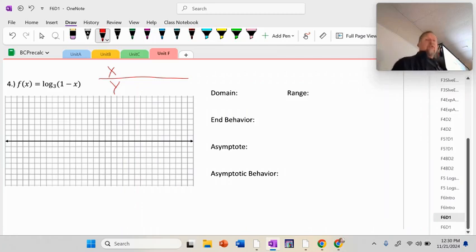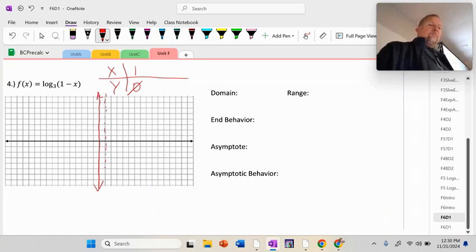But what's the first naughty value? What's the only naughty? No, there's many. There's an infinite amount of naughty values. But what's the one? I just said it on accident. 1, because 1 minus 1 is 0, and that doesn't give me an output. So this is the vertical asymptote, x equals 1. Really easy. This isn't rocket science.